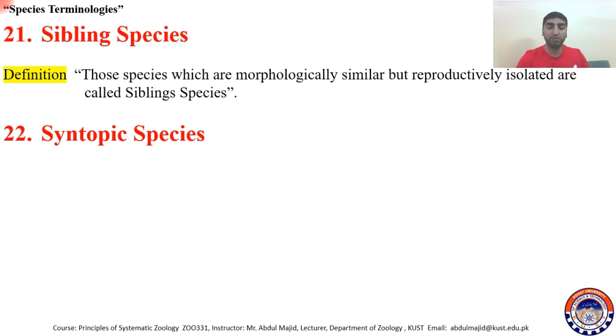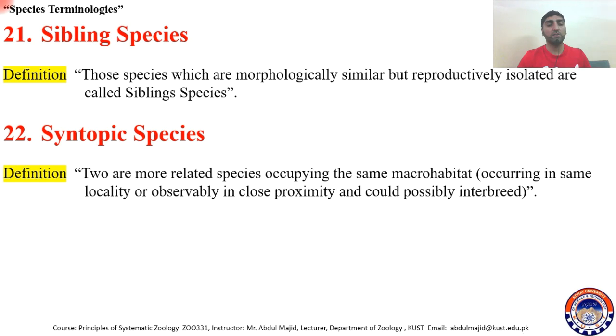Then there is syntopic species. Syntopic species are two or more related species which are occupying the same macro habitat. They are living in a macro habitat, and macro means a wide, large habitat. They are occurring in the same locality, observably in close proximity, and they could possibly interbreed. So such species which are occupying the same habitat and occurring in close proximity or vicinity, and could possibly interbreed, are known as syntopic species.